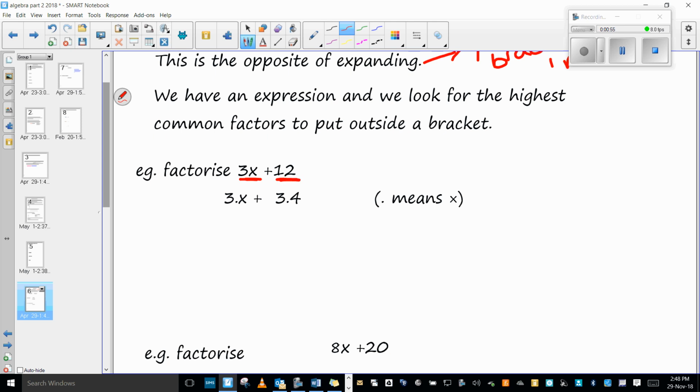Now, I know that 3x means 3 multiplied by x. Yes, you're happy with that? Now, this fancy dot here means multiply. So what I've done is I've just got 3 dot x.